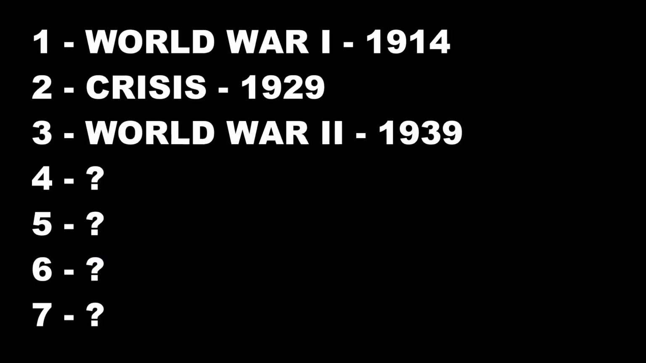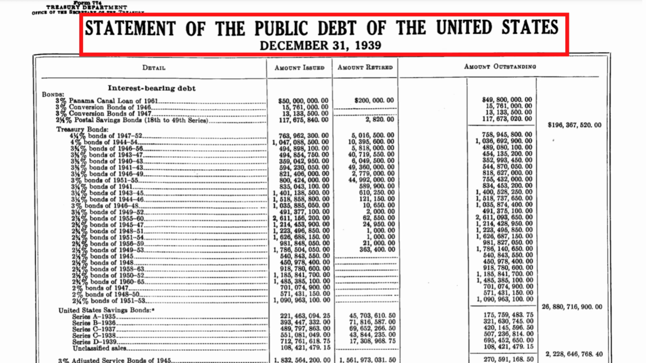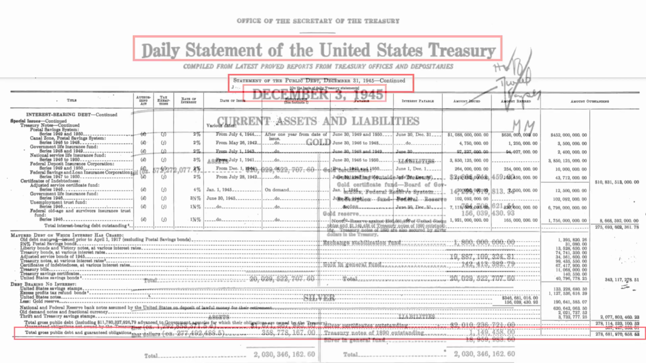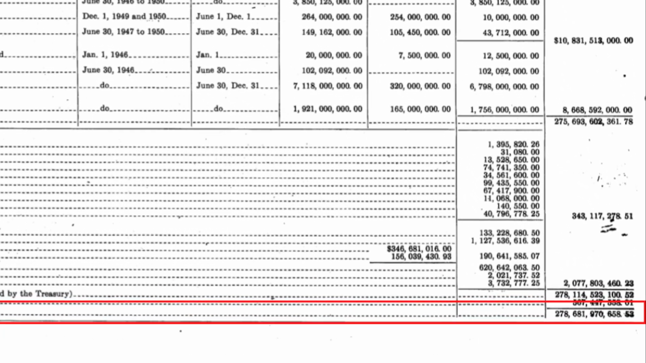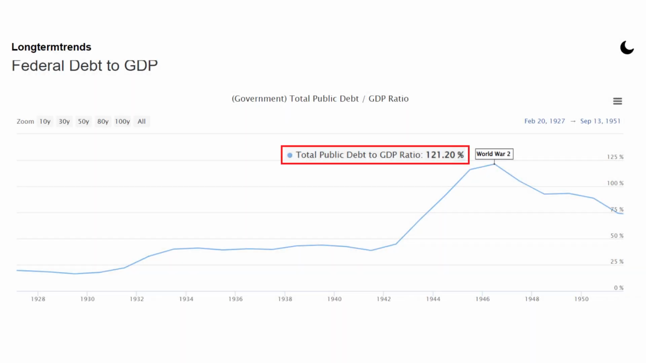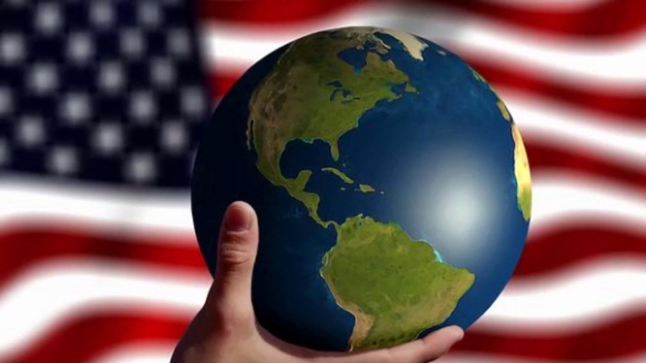The third event would take place in 1939 with the beginning of World War II. According to data from the US Treasury, the country's public debt would increase from approximately $41 billion in December 1939 to approximately $278 billion in December 1945. In other words, in 6 years, the US debt would multiply by almost 7 times and reach the value of 121% of GDP. Despite all this increase in debt, with the end of World War II, the United States would consolidate itself once and for all as the world's greatest economic power.